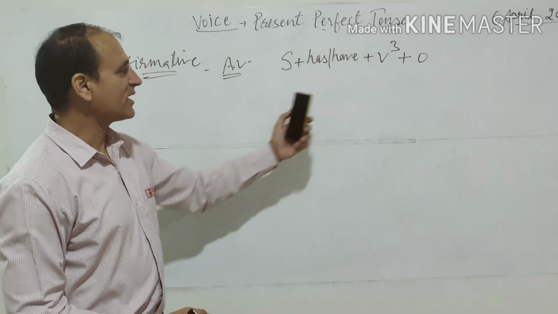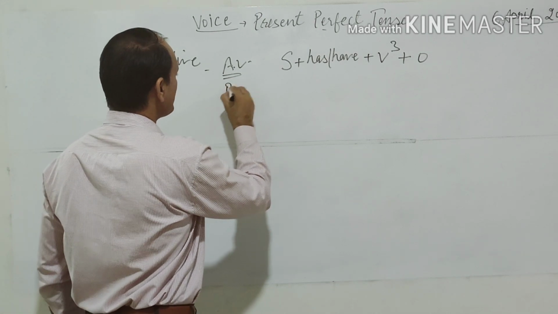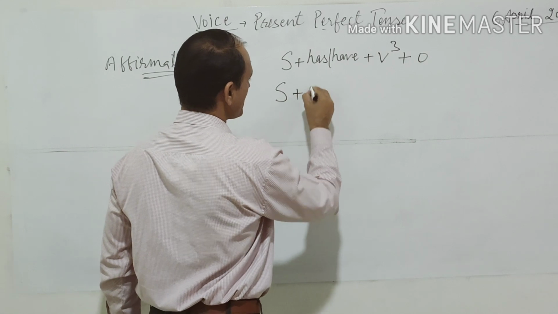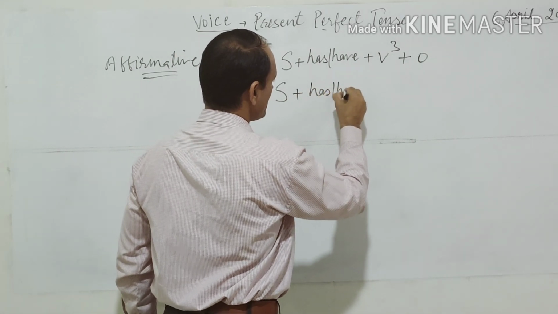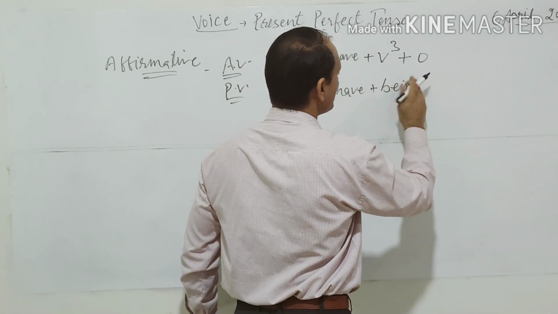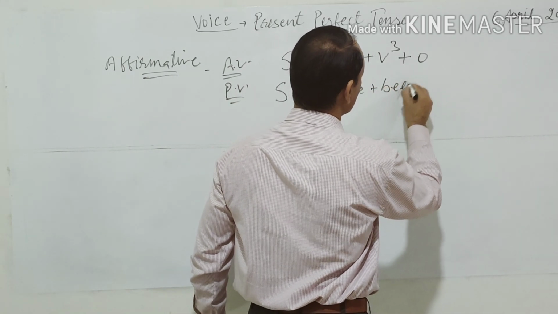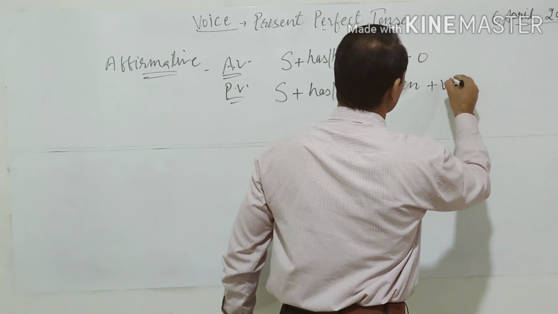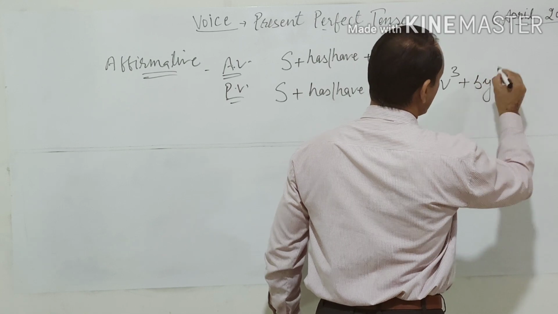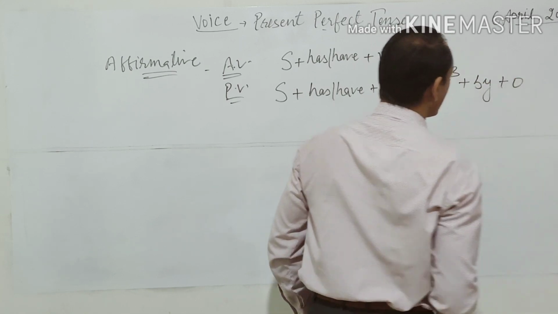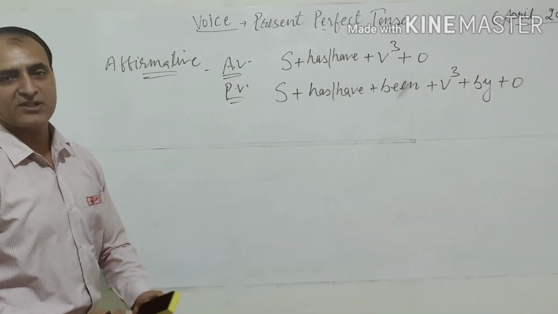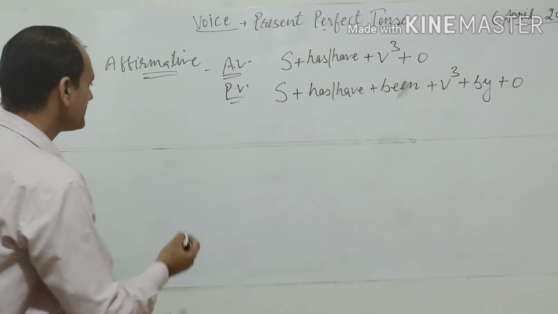When we change this one into passive form, the structure will be subject plus helping verb has or have followed by be form, and that is been, followed by third form of the main verb. It will take preposition by and then object. So this will be the structure of passive voice. Now let's see some sentences.